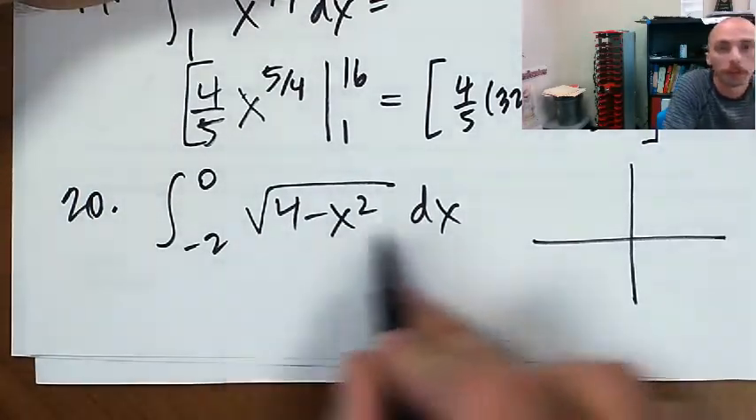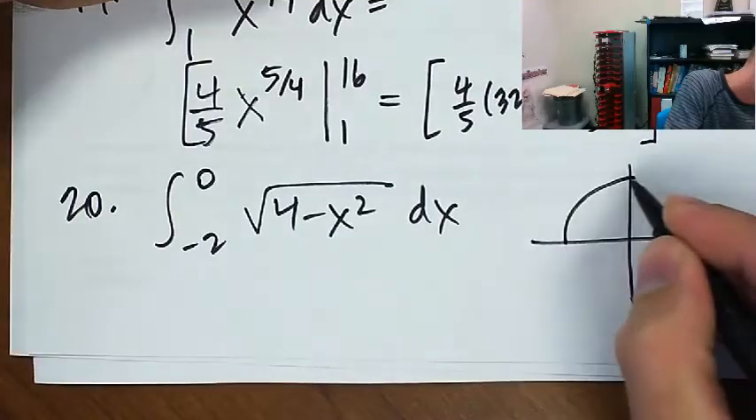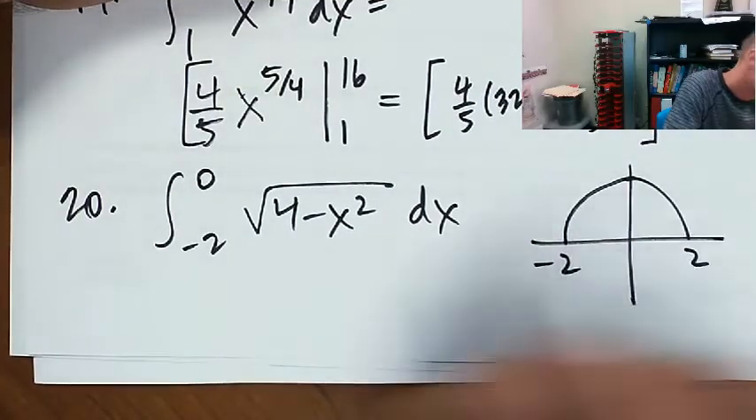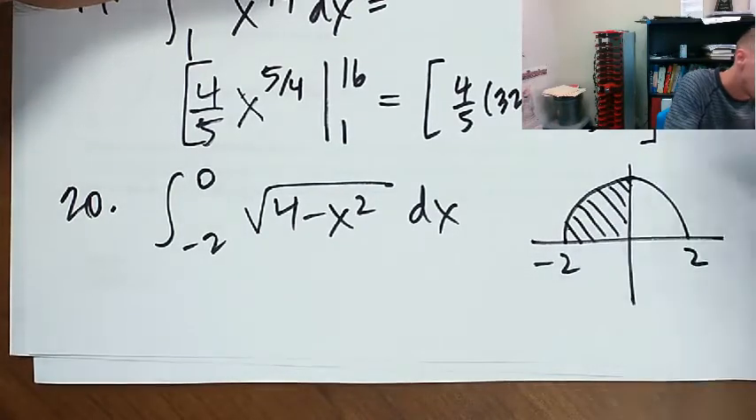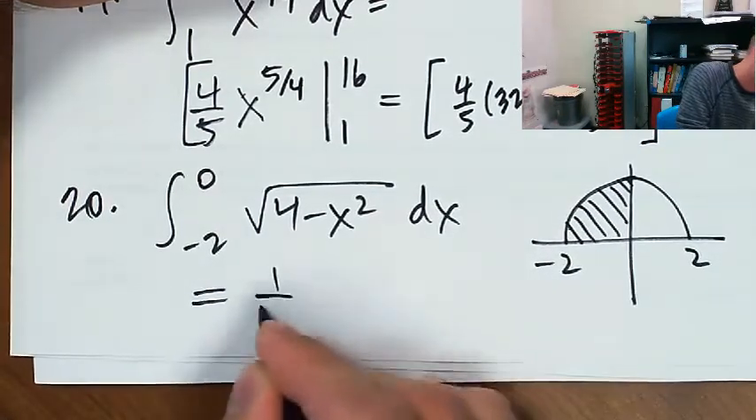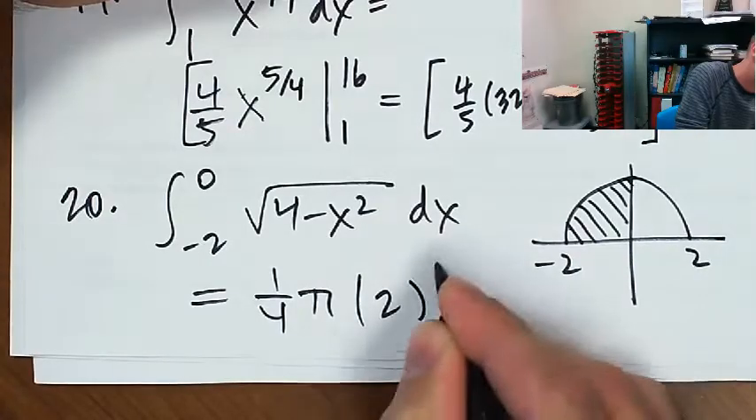This is a half circle centered at the origin, radius 2. If I'm integrating from negative 2 to 0, that's this part of the circle. It's a quarter of a circle, so it's a quarter of pi times radius squared.